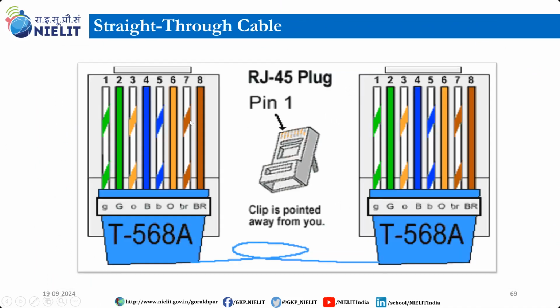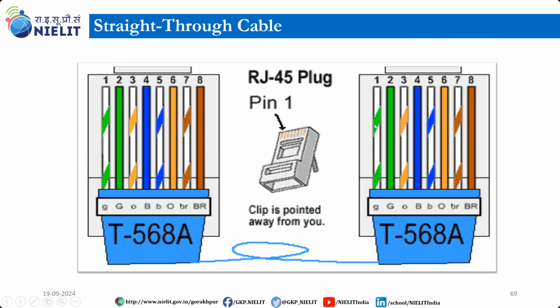With respect to color coding, this standard has been set by EIA, TIA, the Electronic Industry Association and Telecommunication Industry Association. They have set a color coding order pattern known as T568A. If you want to make a straight through cable, you must have this color coding order. It should always start with white-green, then green, then white-orange, then blue, white-blue, then orange, then white-brown, then brown. The same color coding should be connected in the same fashion.